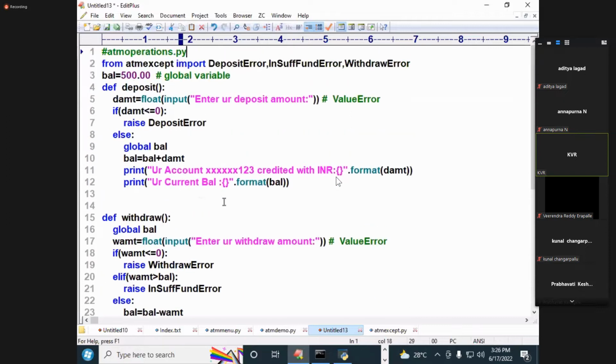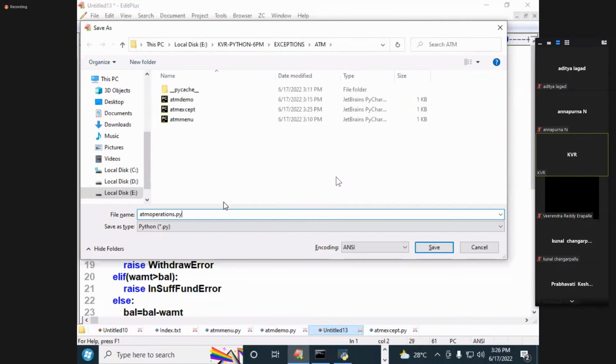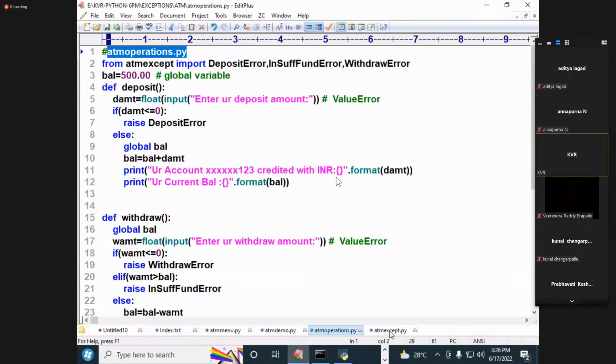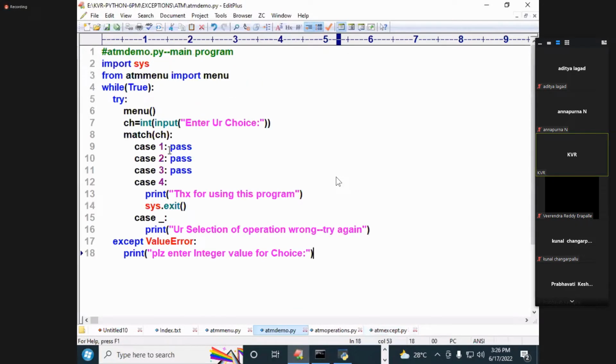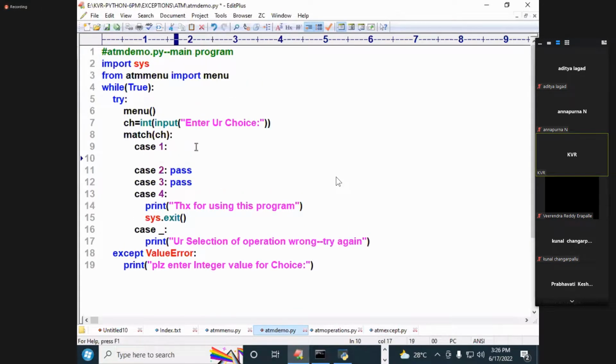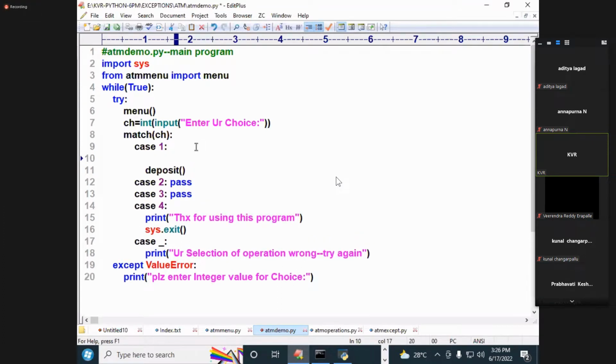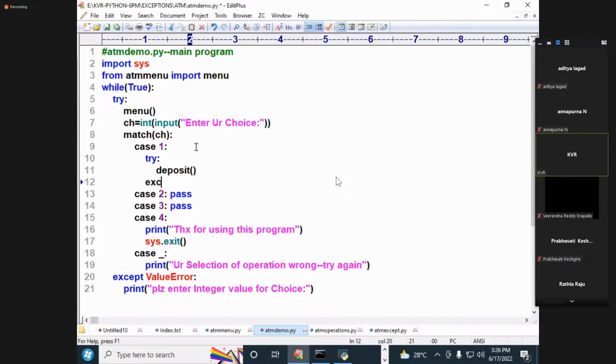Save all these things, my dear students. Coming out of that to the ATM demo, the main program. What function should I call? Deposit function. The deposit function has how many exceptions? Two: value error and deposit error. Try block, deposit. Except value error.